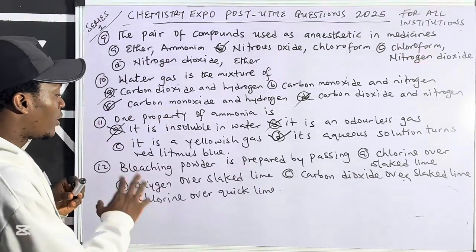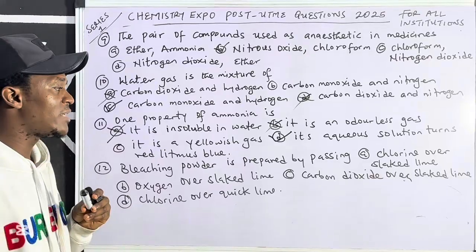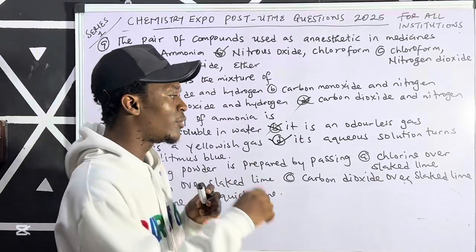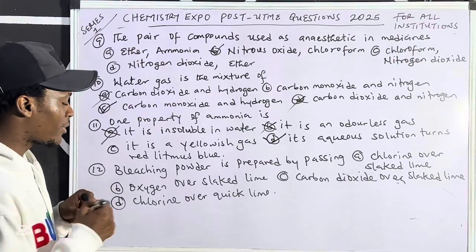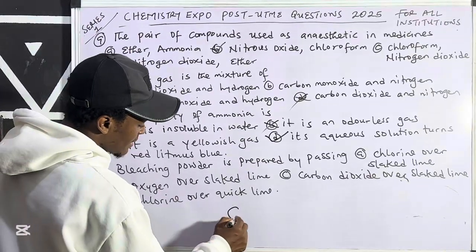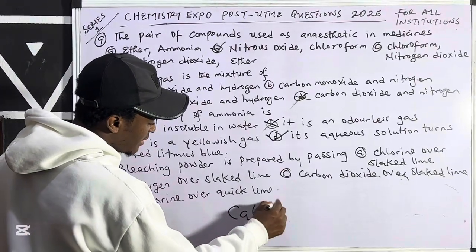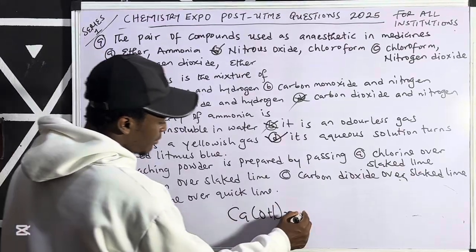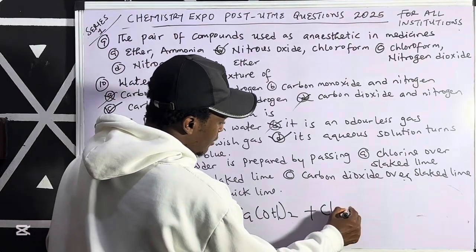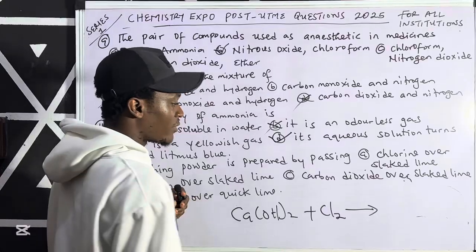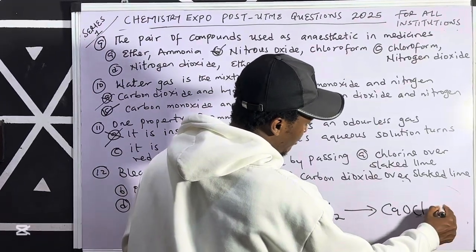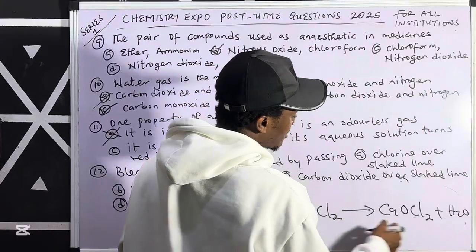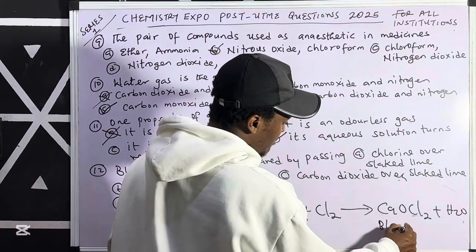Now, the only way you can obtain bleaching powder is by passing chlorine over slaked lime, and there's a reaction to back this up. Calcium hydroxide, being slaked lime, plus chlorine, produces what? The bleaching powder, which is CaOCl2 plus H2O. This is the bleaching powder.